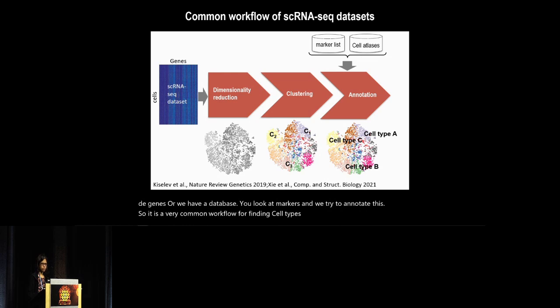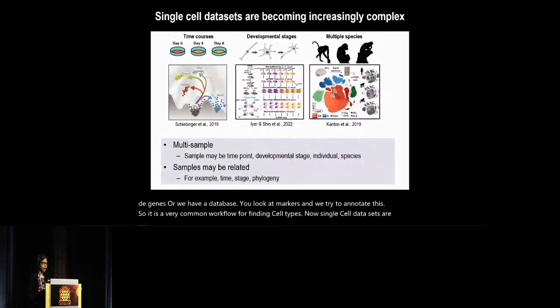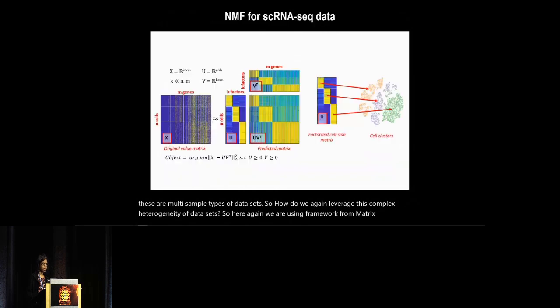Now, single cell data sets are becoming more and more complex, as in now we have time courses, and we have data sets that are coming from developmental stages and different species. And we want to be able to mine all of these data sets to make a more comprehensive map of different cell types. So these are multi-sample types of data sets. So how do we, again, leverage this complex heterogeneity of data sets? So here again, we are using a framework from matrix factorization. In fact, non-negative matrix factorization, again, comes to our rescue towards giving us a way to look at these single-cell RNA-seq data sets.